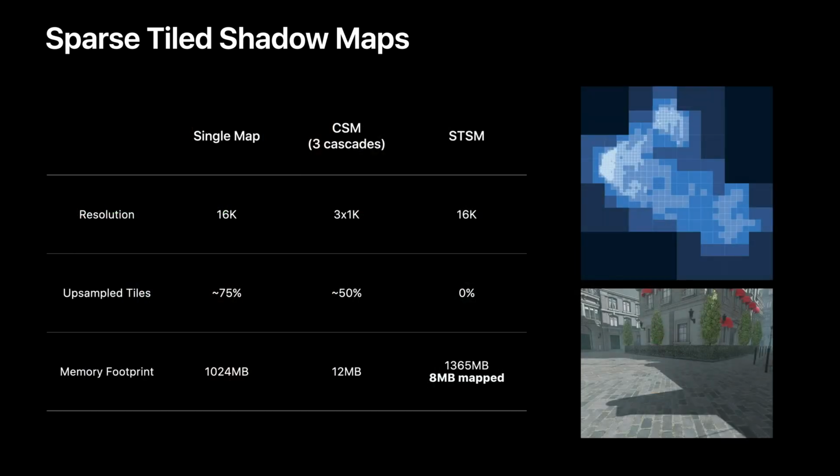This table compares STSM to shadow mapping and cascaded shadow mapping. The STSM sample rate and effective quality is about the same as the single shadow map, but uses far less memory. In fact, it uses less than 1% of the memory footprint for the same resolution. I hope this deep dive gives you some ideas on how to create efficient, high-quality shadows in your Metal apps with sparse-tiled shadow maps.